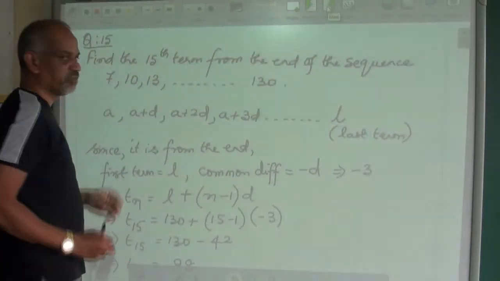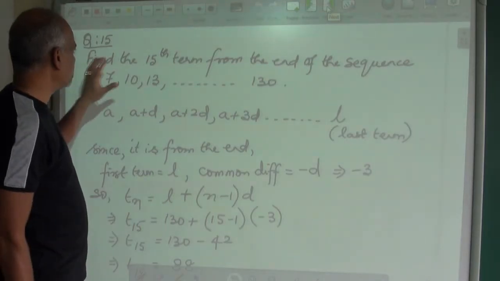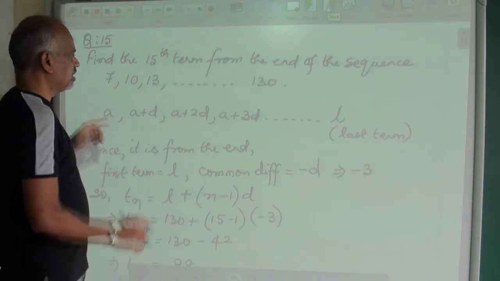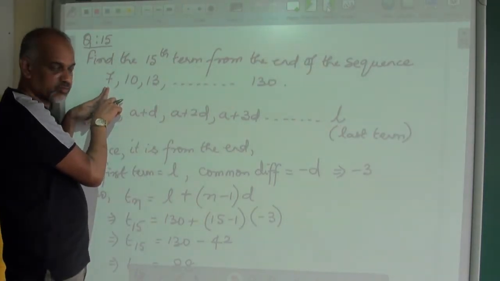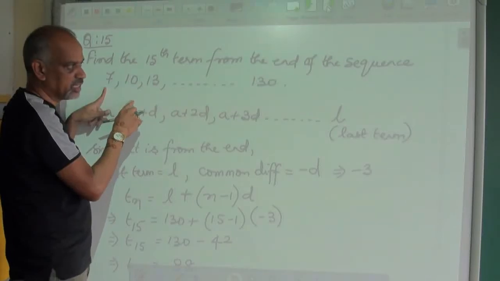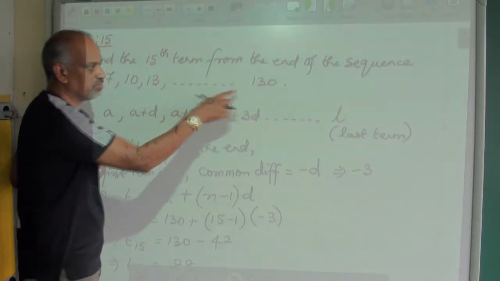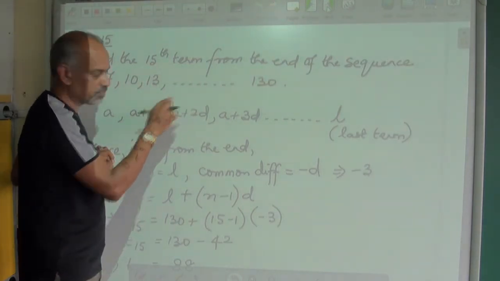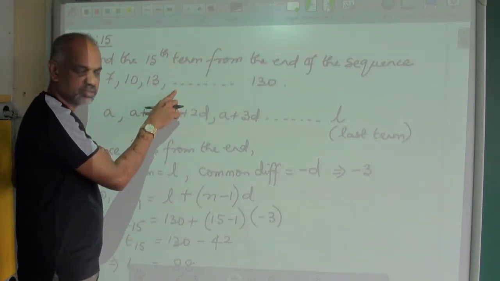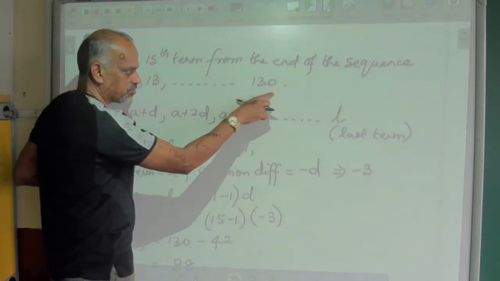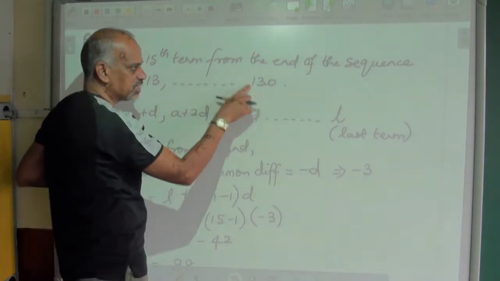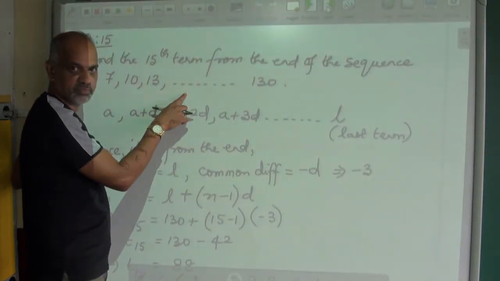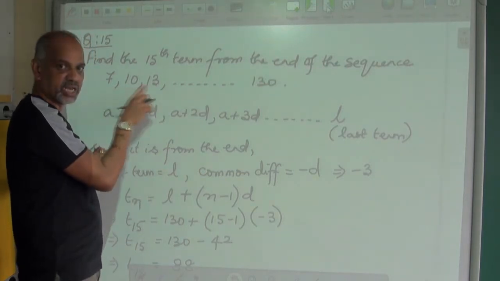Question number 15. Find the 15th term from the end of the sequence. This is the beginning of the sequence. From here it's not asked to find the 15th term. It says from the end, find the 15th term. From this side, which will be the 15th term, find that 15th term. Not from this side. So our sequence will be from this side, which means this becomes our first term. From the end, what will be the 15th term? Okay, not from the beginning.